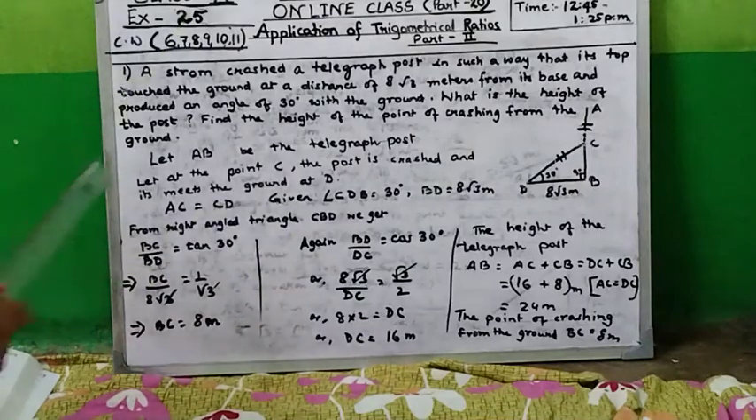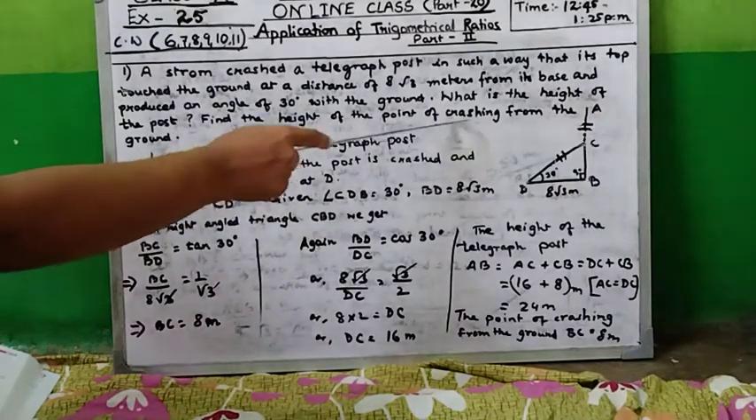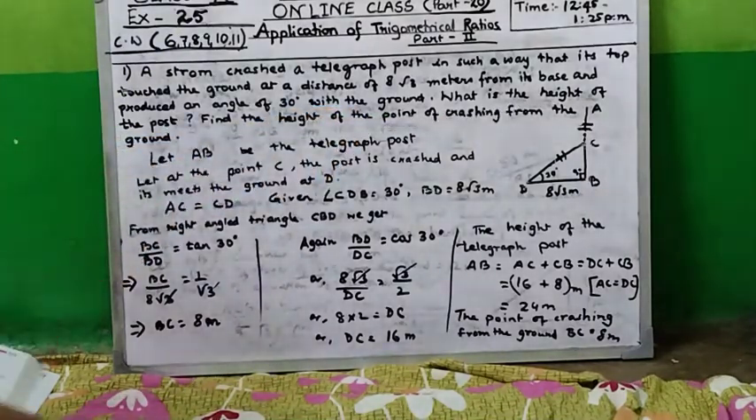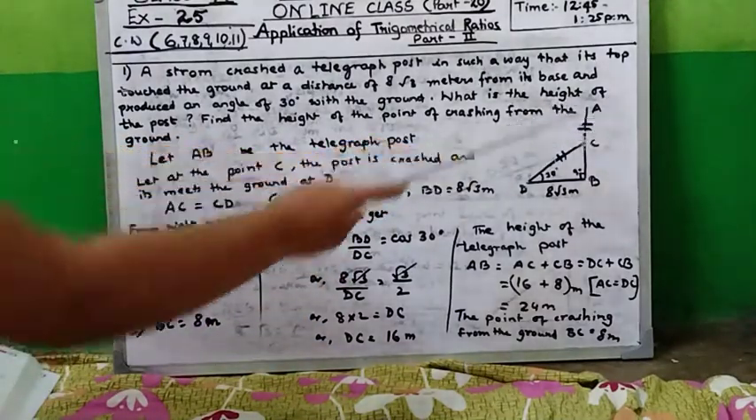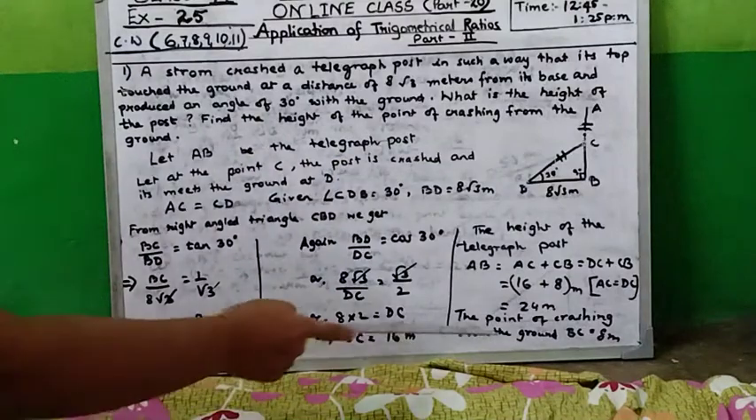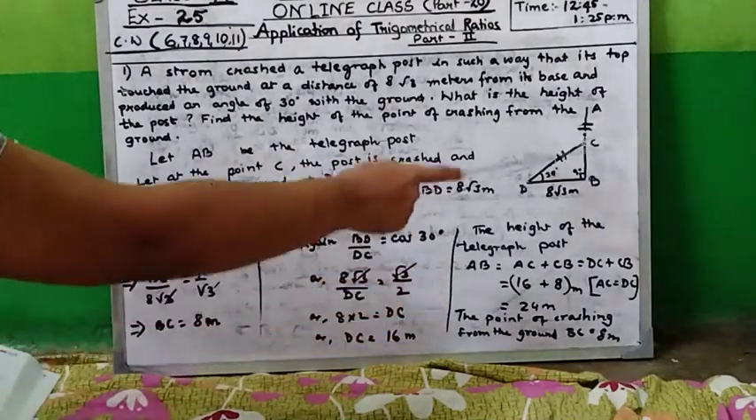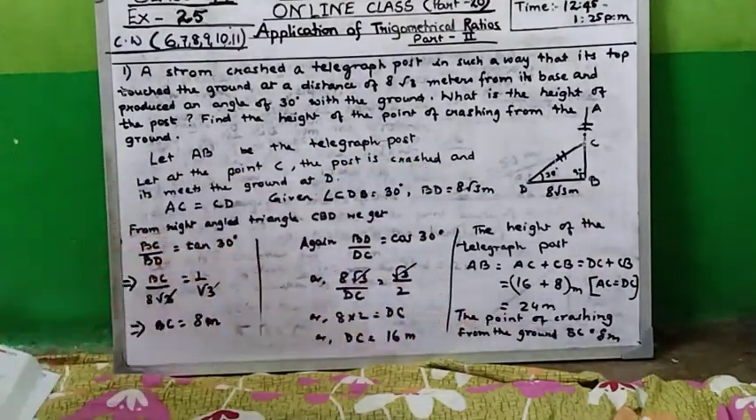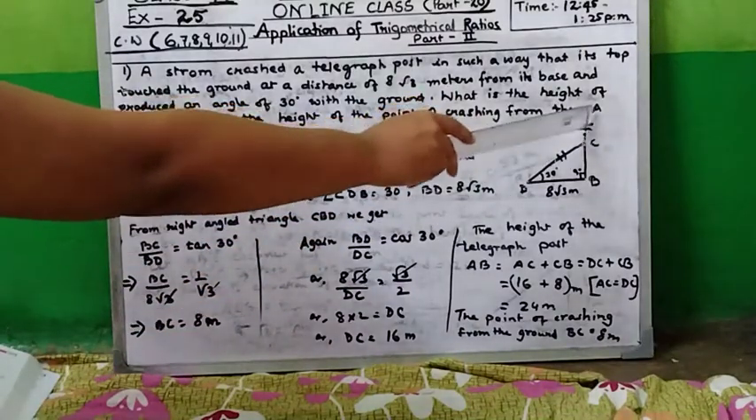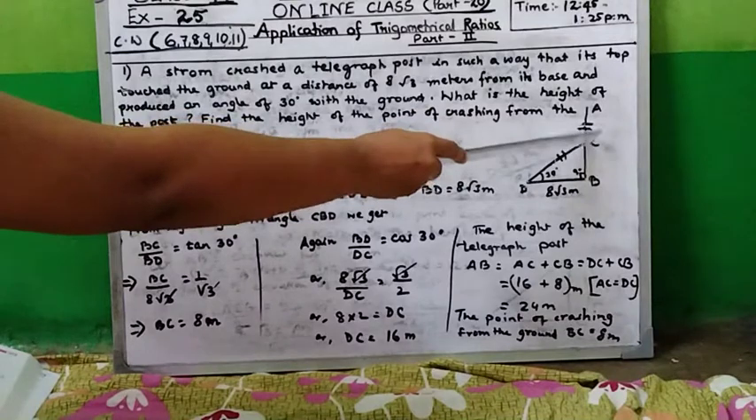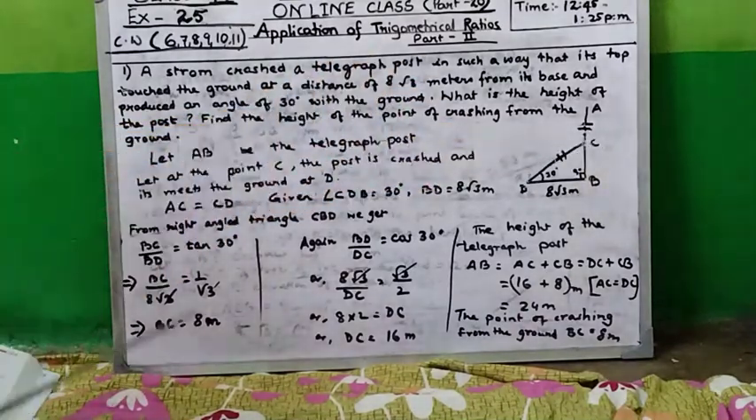Coming to the next question. Find the height of the post from the point of crashing from the ground. The point of crashing from the ground is BC, that is equal to 8 meter. So total height of the telegraph post is 24 meter and the point of crashing and the ground is 8 meter. Clear, children?